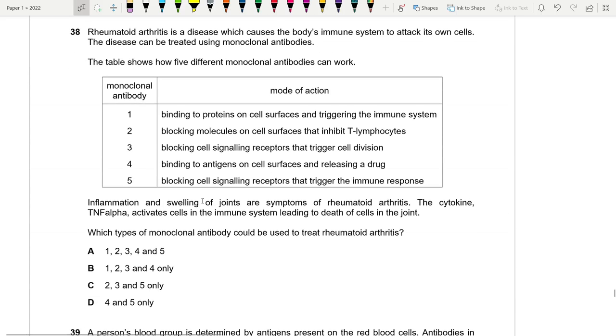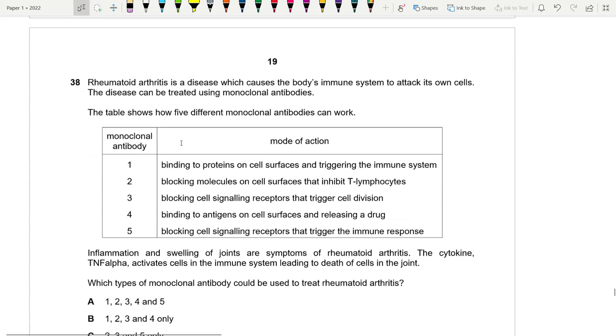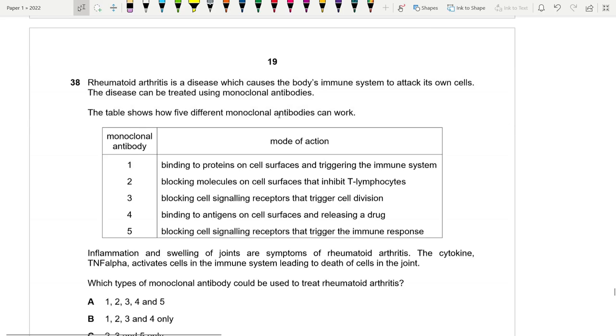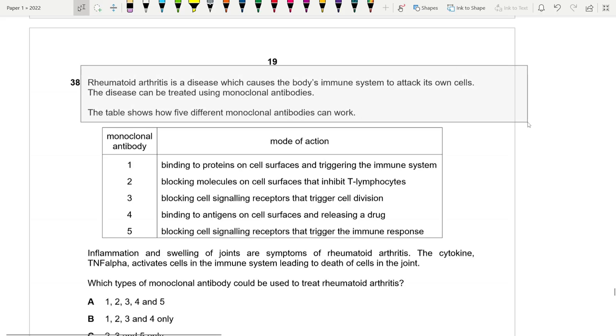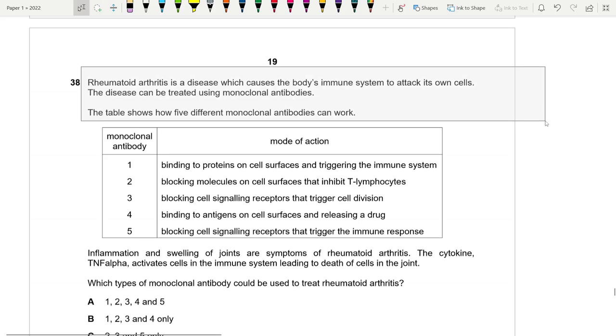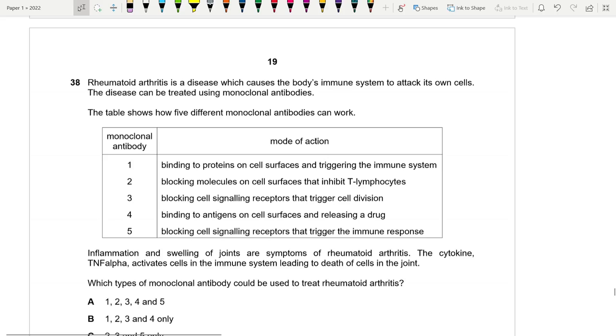Rheumatoid arthritis. This is an autoimmune disease. It is common in women. What is an autoimmune disease? Basically, it's a disease where the body's own immune system fails to recognize self antigens and creates antibodies against them. It is basically a type 3 hypersensitivity reaction.